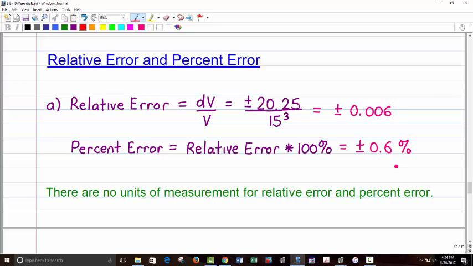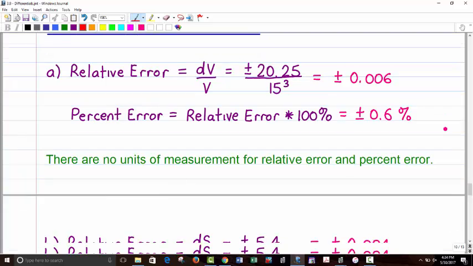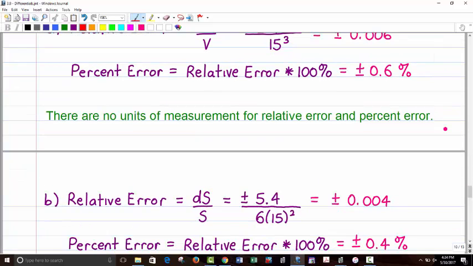Whether that's acceptable or not, that's a personal issue. The 20.25 sounds bad, but within 1% maybe doesn't sound so bad. Plus or minus 0.6% of the overall total measurement. So that's what this is saying. So here is the same thing for the surface area.